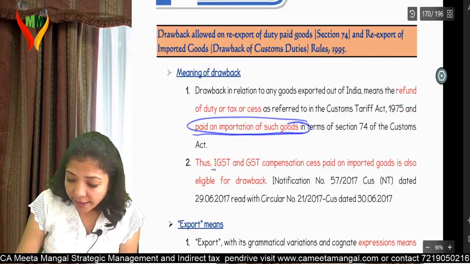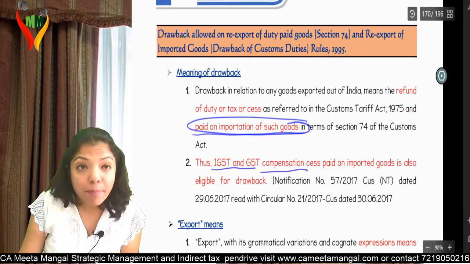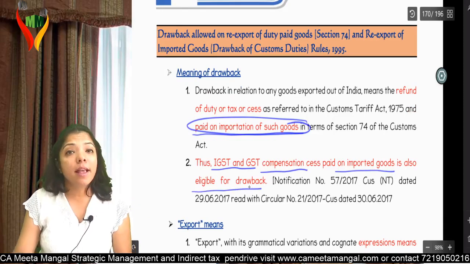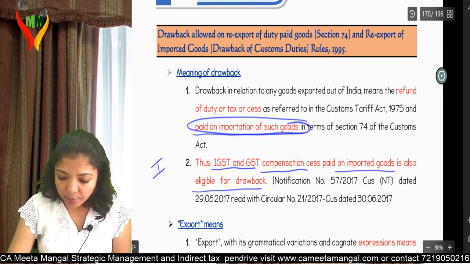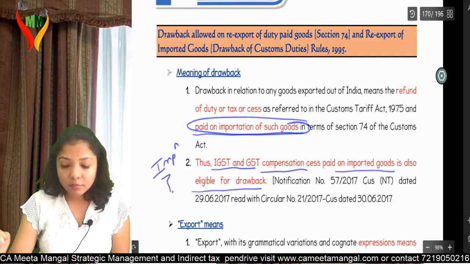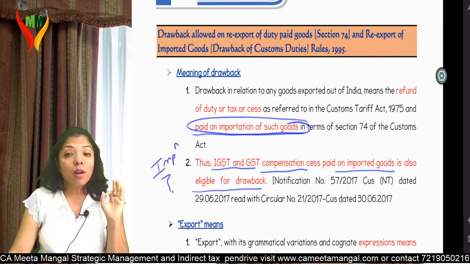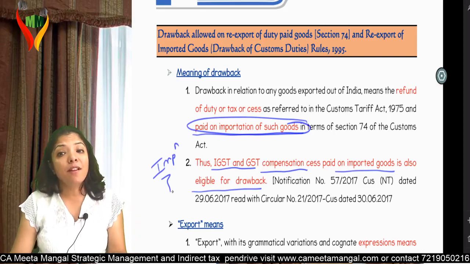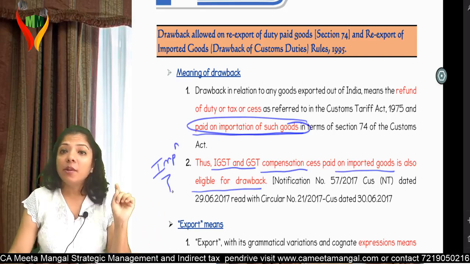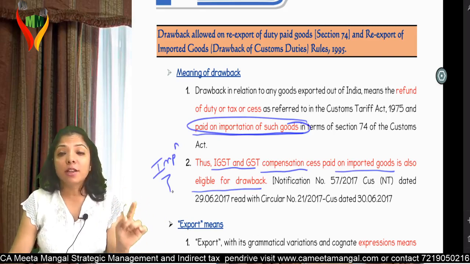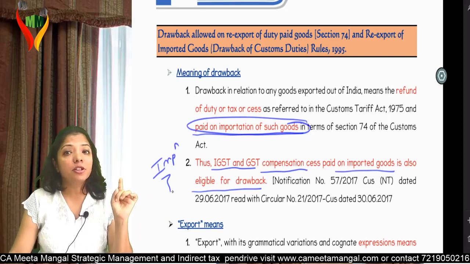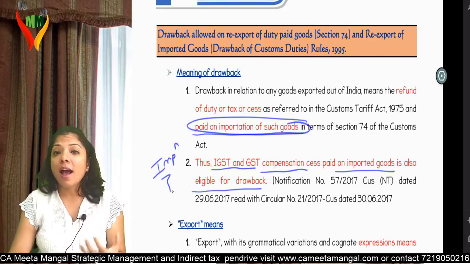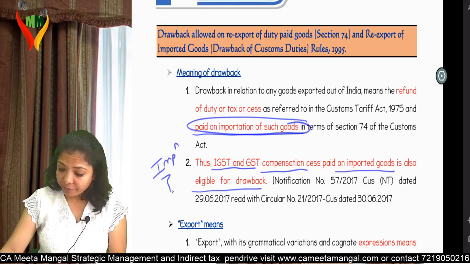Thus, IGST and GST compensation cess paid on imported goods is also eligible for drawback. Mark this important. See, we all know what duty do I pay? I pay basic custom duty, I pay social welfare surcharge, I pay integrated tax under section 3 subsection 7, I pay GST compensation cess under section 3 subsection 9. Am I clear? So this I will get as duty drawback.